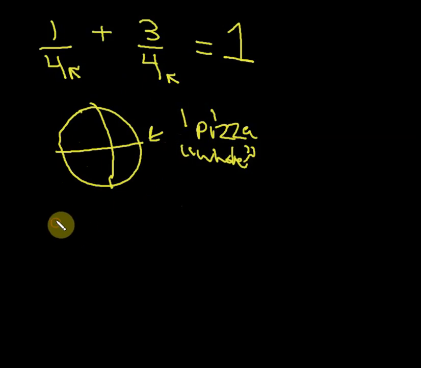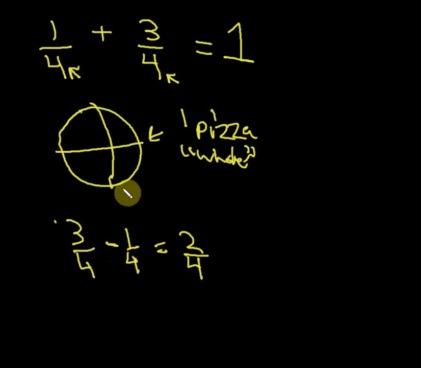Now, some people will say, well, what if you do 3/4 minus 1/4 to get 2/4, right? Well, what is that telling us? It doesn't really tell us anything, unless you put it into the context of the pizza. Already 1 slice is gone.